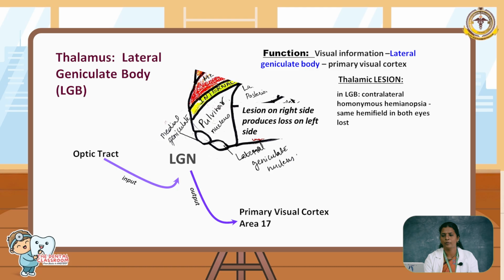This is a small picture showing how the lateral geniculate body works for visual sensations. The lateral geniculate body, located just below the pulvinar, receives input from the optic tract and projects output to the primary visual cortex, area number 17. If this lateral geniculate body is lesioned or damaged, it leads to contralateral homonymous hemianopia, where the same hemifield in both eyes is lost.